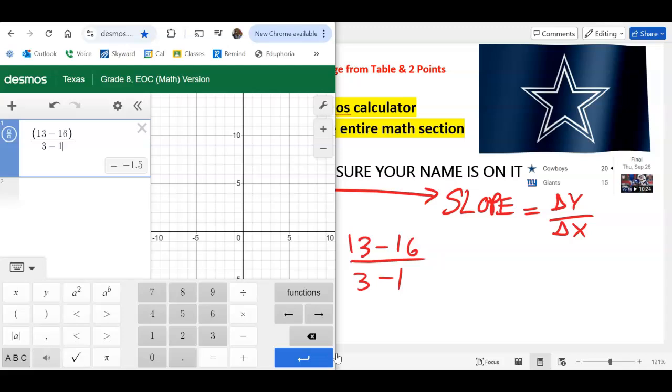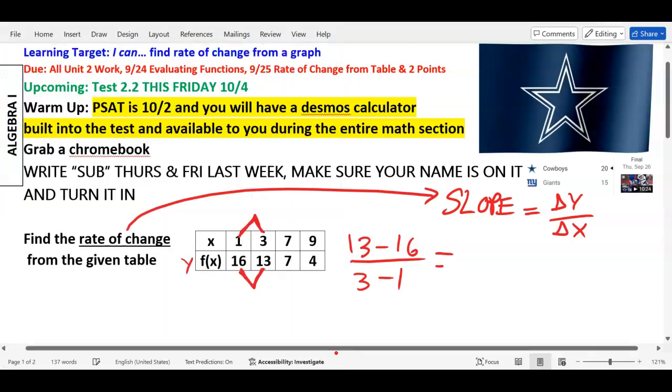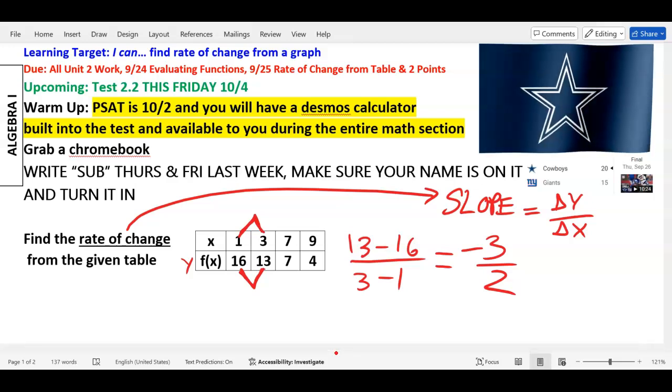I don't want a decimal because slope is rise over run. So I hit this slope button right here. Does everyone know where the slope, the fraction button is? You click that, it turns it into a fraction. So we get negative 3 over 2 as our slope for this table. Doesn't matter which set of points you pick, they just have to match, as long as it's linear.